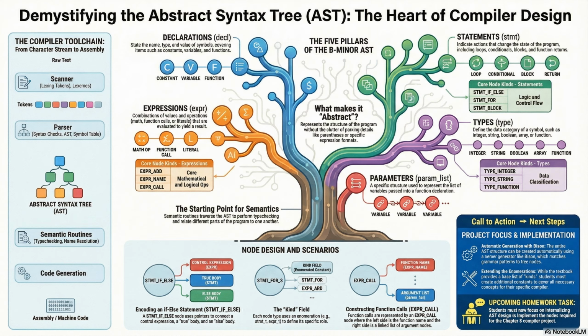Okay, let's start with declarations. The core definition is that a declaration states the name, type, and value of a symbol so it can be used later. Right, so we are talking about introducing variables, constants, and functions to the compiler's environment. But how does that actually look when the tree is being built? Well, think of a declaration node as a specialized Lego block. A Lego block. I like that.